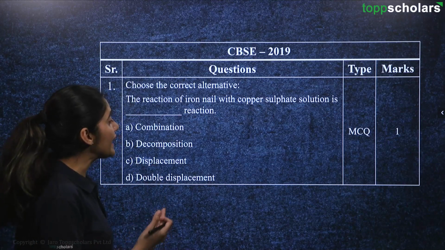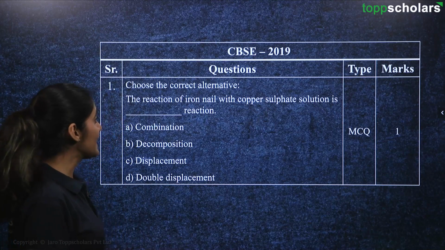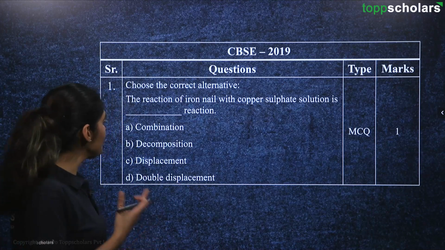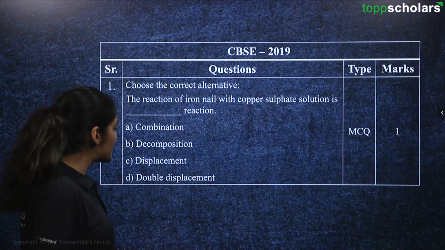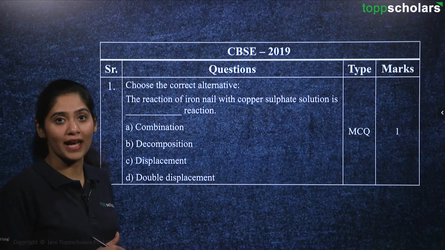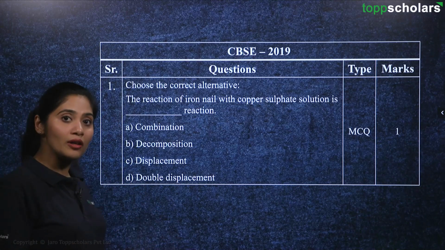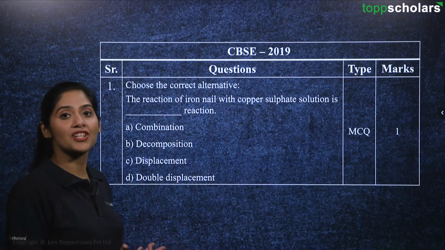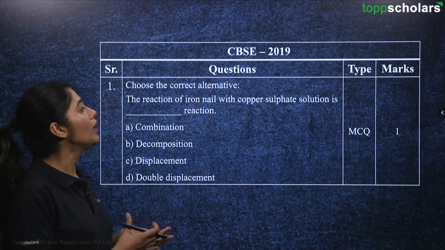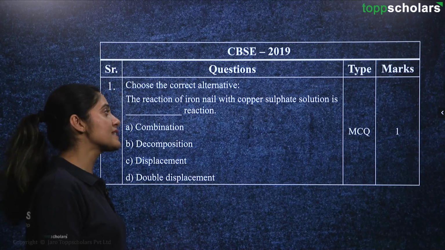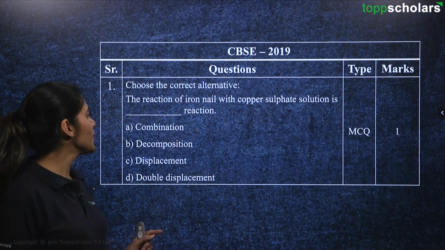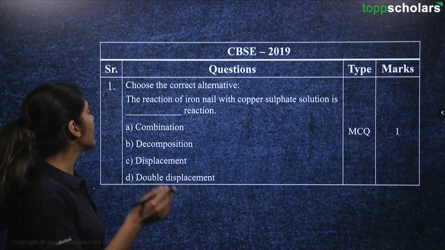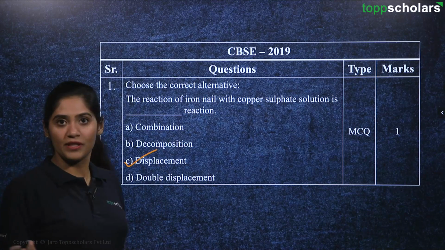The reaction of iron nail with copper sulfate solution is dash reaction. The options are A. Combination reaction, B. Decomposition reaction, C. Displacement reaction, or D. Double displacement reaction. So now we will be solving this. We will write an equation and we will see what kind of reaction that is. If you react iron nail with copper sulfate, what would happen? What do you think? There would be a displacement reaction, right? So our correct answer would be C, displacement reaction.